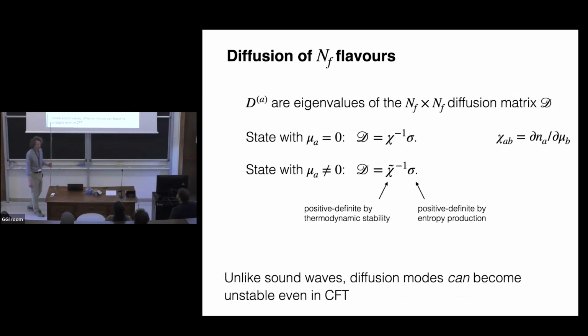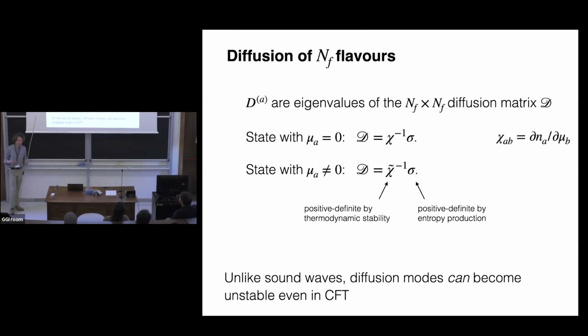Now for diffusion, the situation is different. If you have diffusion of n flavors, then there are n diffusion modes. And so what are the diffusion coefficients? Well, diffusion coefficients are eigenvalues of a certain matrix, the diffusion matrix. This diffusion matrix is n by n. And in a state with zero densities in equilibrium, this diffusion matrix is the inverse of the susceptibility matrix times the conductivity matrix. In a state with non-zero chemical potentials in equilibrium, what you have to do is go to the correct basis where the diffusion modes decouple.